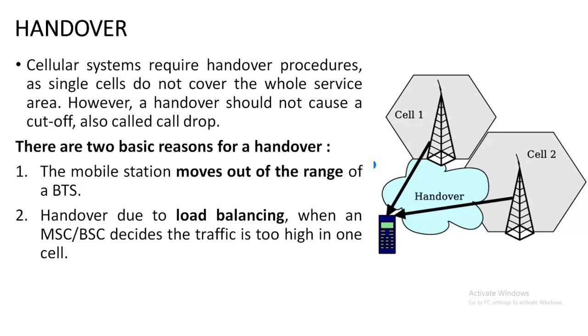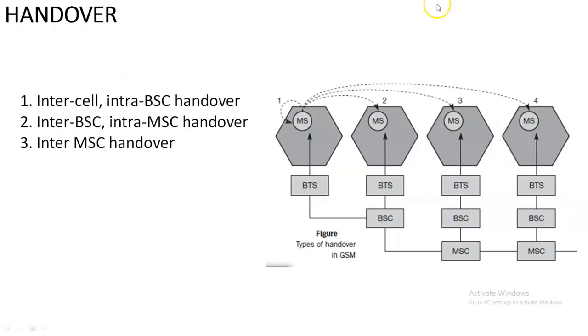And handover has three types. So here we'll be seeing the three types. The first one is inter-cell and intra-BSC handover. Inter means different and intra means same. So inter-cell means different cell. The hexagon is called a cell. Each cell is represented using a hexagon shape. So different cell but same BSC.